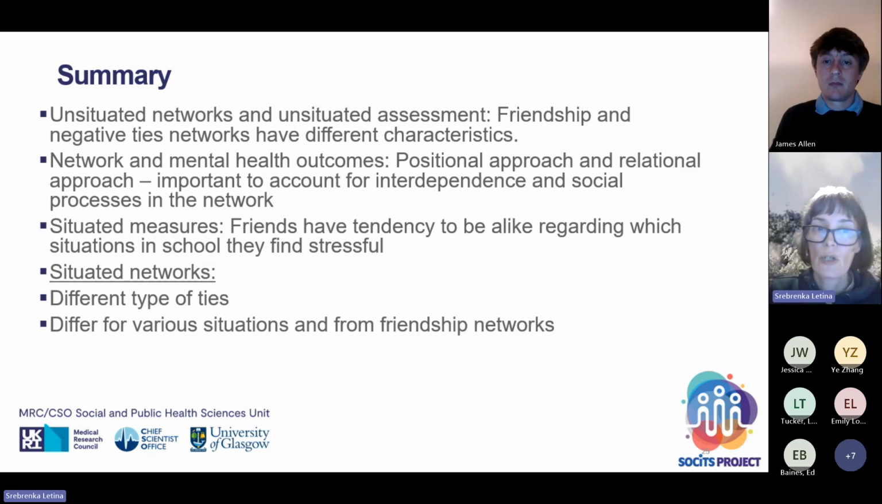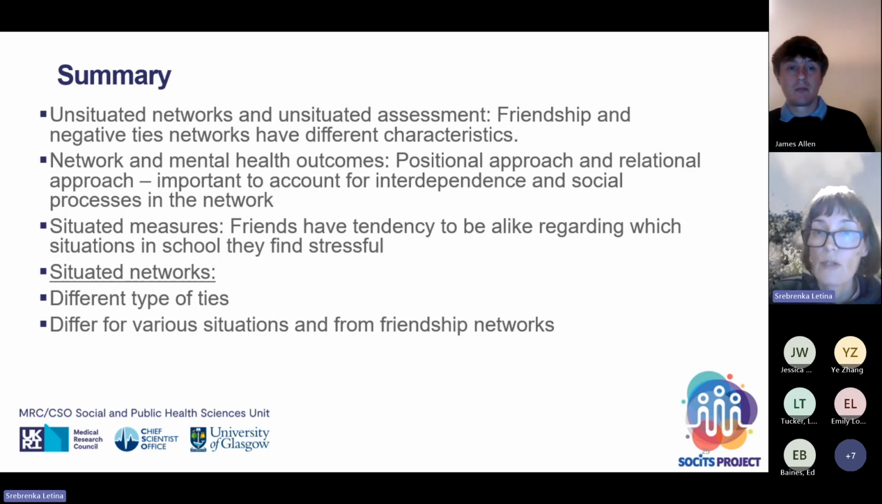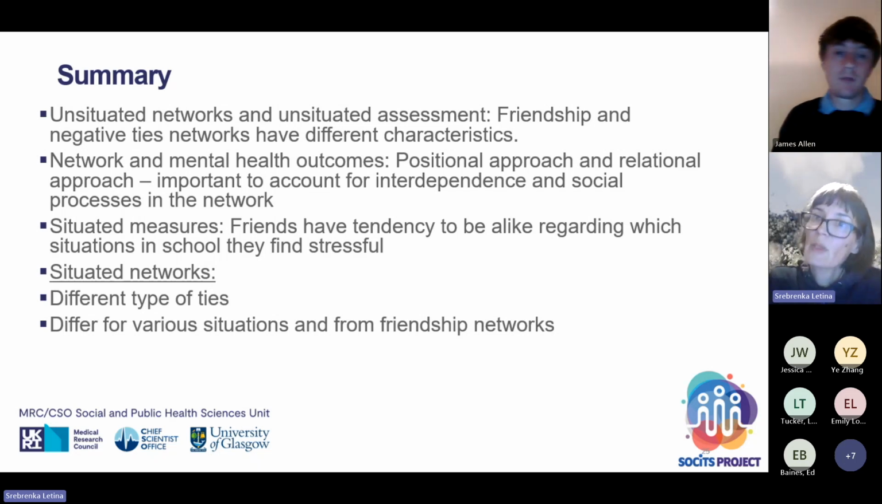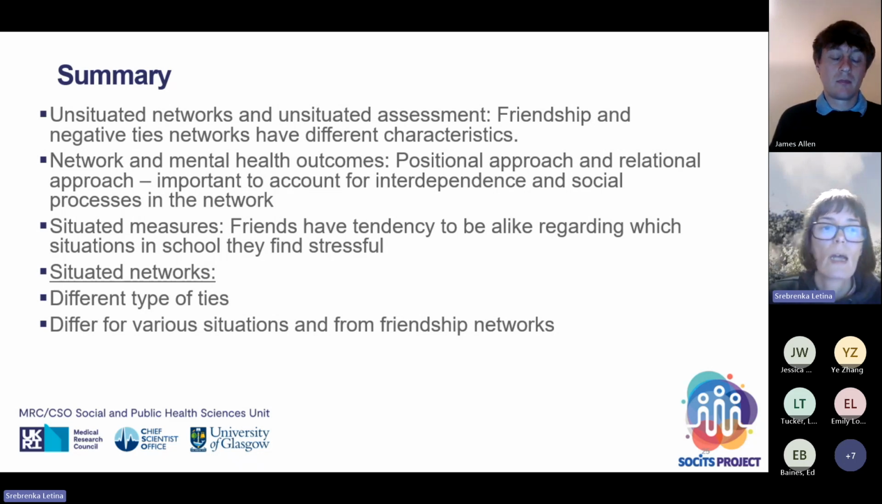And for situated measures, you saw that our friends, for those in this school, had a tendency to have a similar profile regarding the stress they felt in different situations. And situated networks, as you saw, have many different types of ties, not only friendship ties, which presents a bit of a challenge when it comes to modeling. And they differ for different situations. We saw that clearly, even with similarity to the friendship network, the canteen network was still quite different.